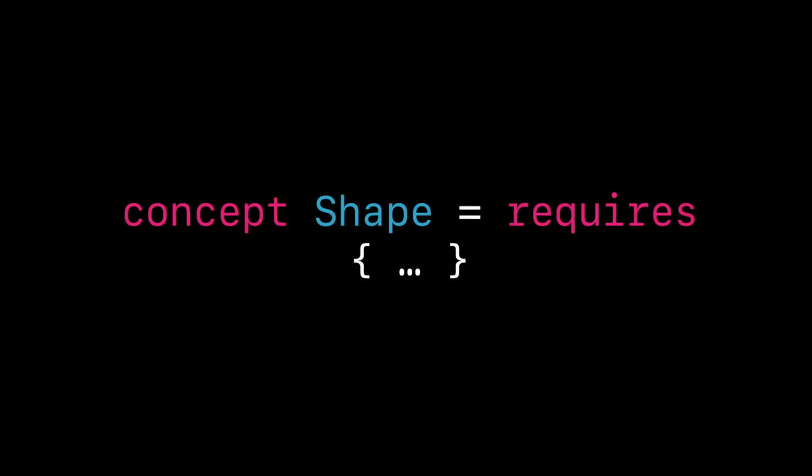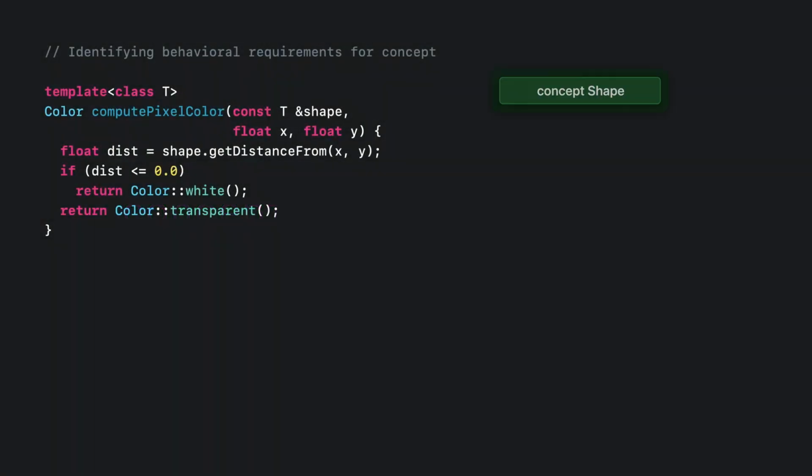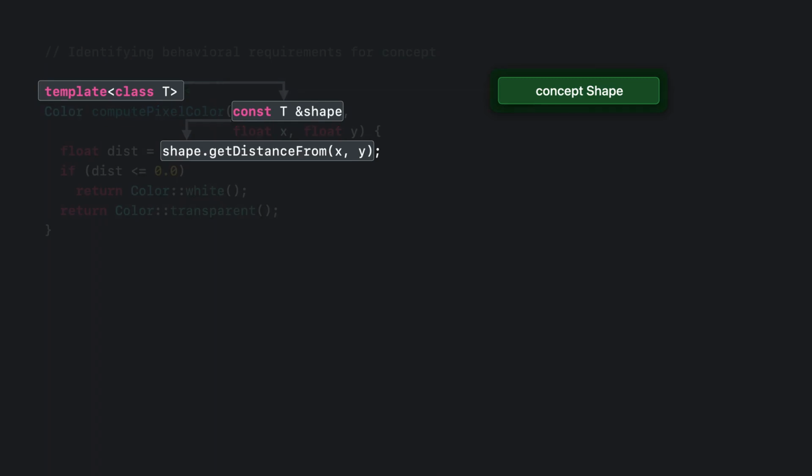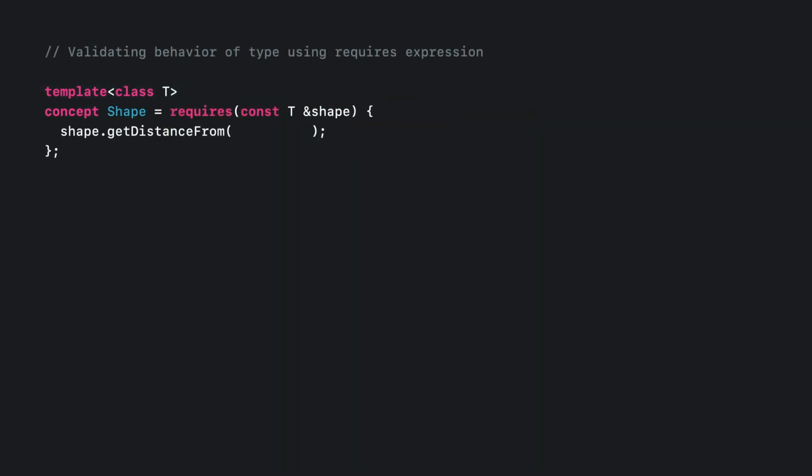You can use the requires expression to test if a type behaves in a specific manner. Let's take a look at how I can use requires to create the shape concept. I need to provide a set of expressions that test the behavior of a type inside the requires. I already identified the call to getDistanceFrom as a single requirement I need to test, so now I can go ahead and create the shape concept.